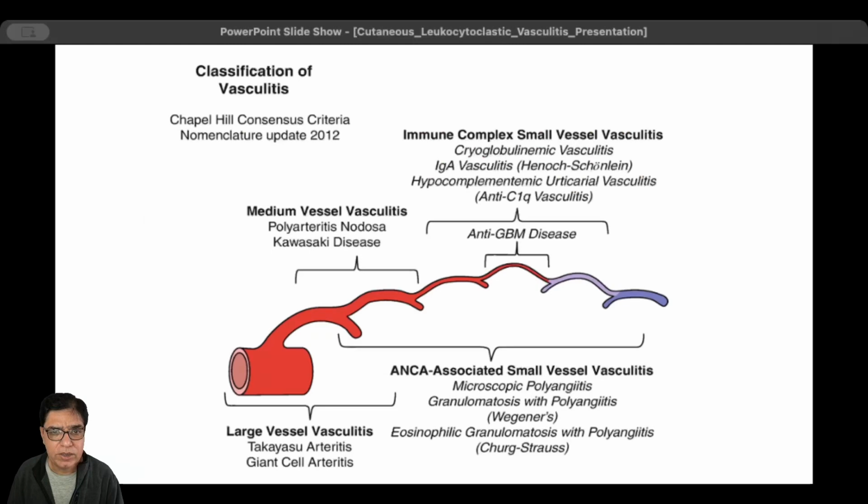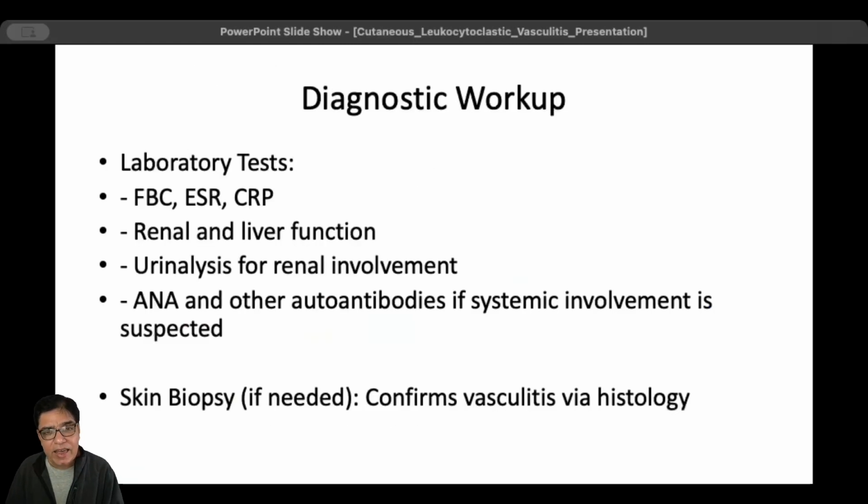Okay, going back. Now we have reached the diagnosis, but normally if you don't know what this is, you need to do a diagnostic workup, because there are so many differentials that you will have to consider. So you have to check the full blood count, because it will tell you if there is an increase in the white blood cells or not, and if the platelets are up or down. You have to check the inflammatory markers ESR and CRP. You also have to check renal and liver function.